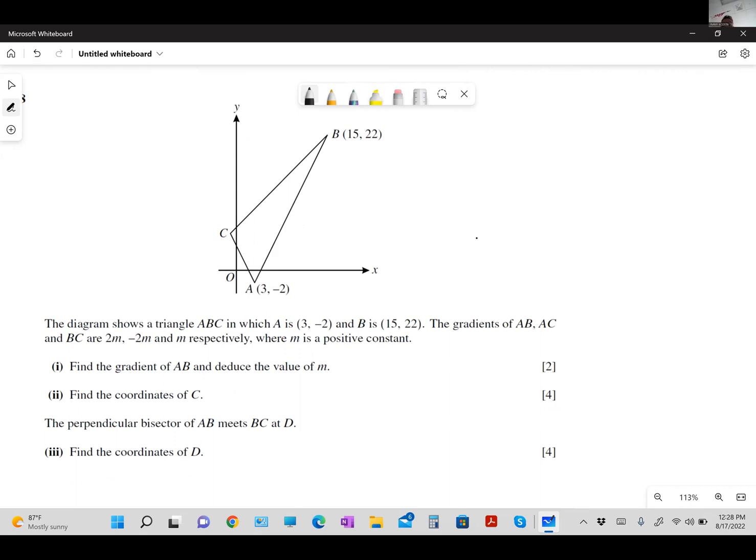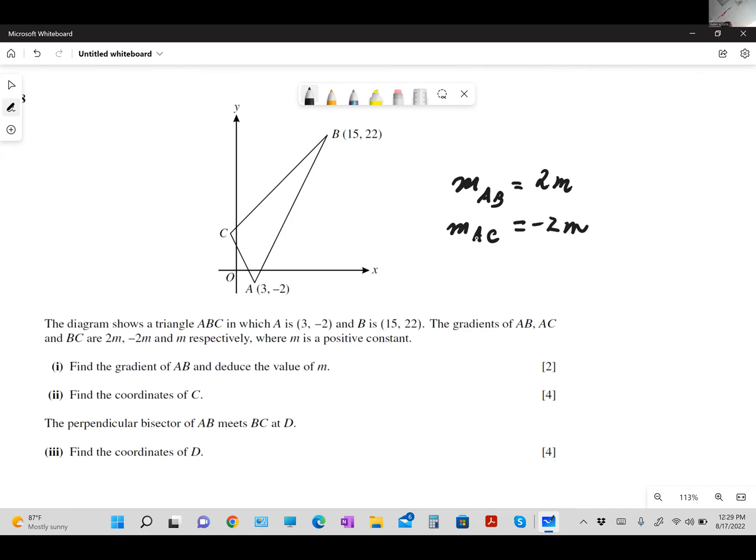The gradients of AB and BC are given, and look at what they do. The gradient for AB is -2m, and for BC it's m. And it says m is positive. Can you imagine that? They don't even give you numbers. So when I see this, if I'm doing this question right now, I'm writing on the side: the slope of AB equals -2m. The slope of AC is -2m.